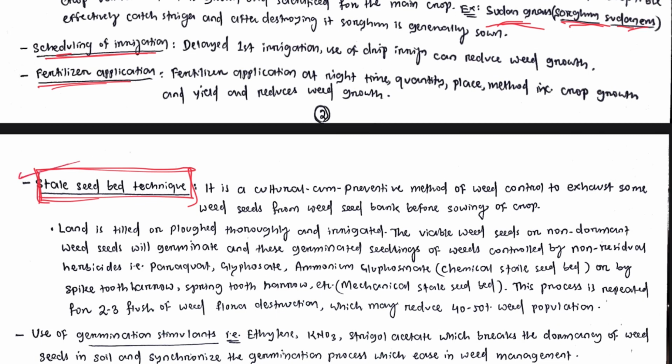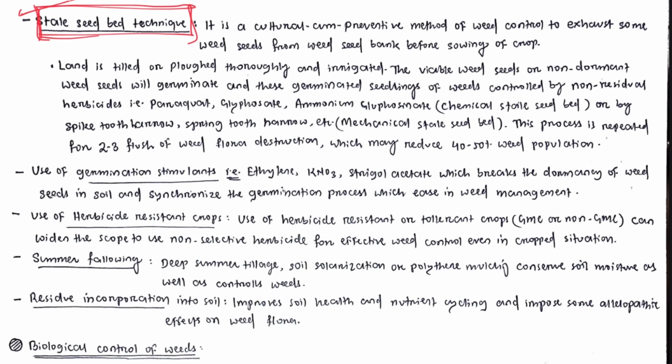Then the stale seedbed technique, it is another important question for your exam. What is the stale seedbed technique? Here, generally after cultivating the field, we just irrigate the field. So after irrigation, remember, we have not sown the crop yet, we just cultivated or tilled the soil, then irrigated the field.